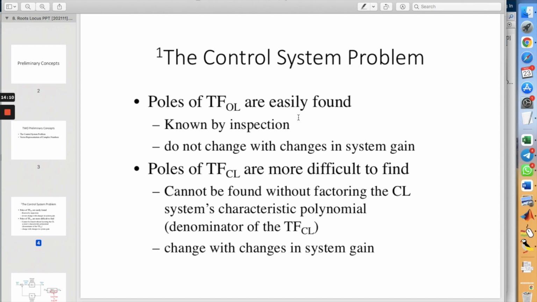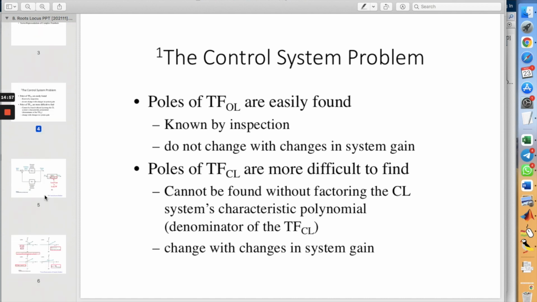We can find it by inspection, and it does not change when we change the value of gain. Whenever we change the value of k, it does not change at all. If our H is 1, unity feedback, our open loop transfer function is just G. So whenever we change the k, it will not change the open loop poles.